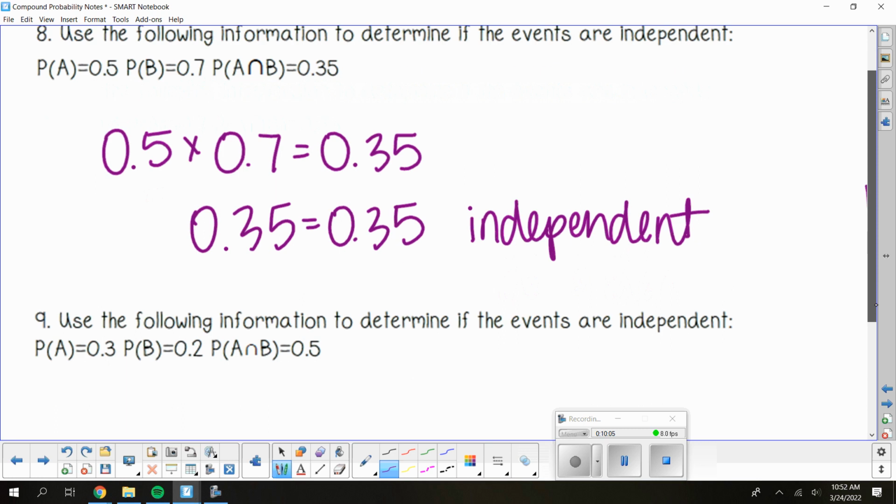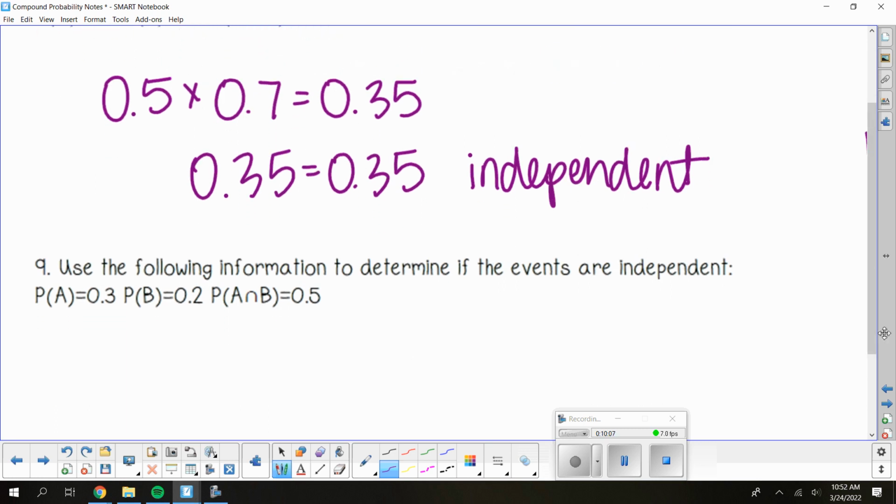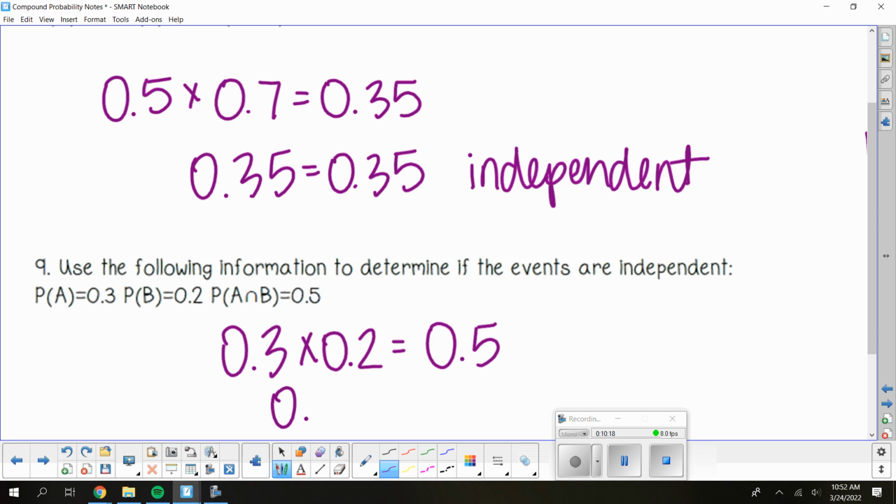When I look at the other one, if I multiply probability of A times probability of B, do I get the probability of both of them together? I would get 0.6 equals 0.5. Is that true? No. So this is not independent.